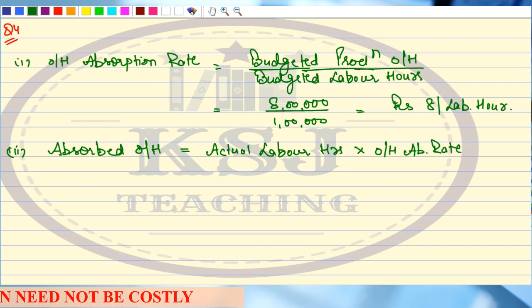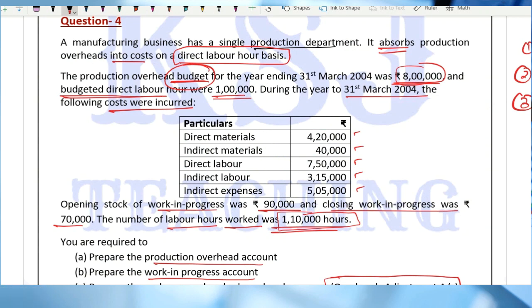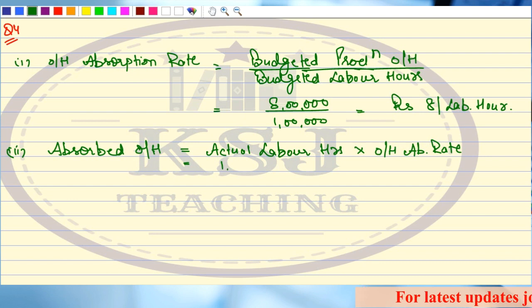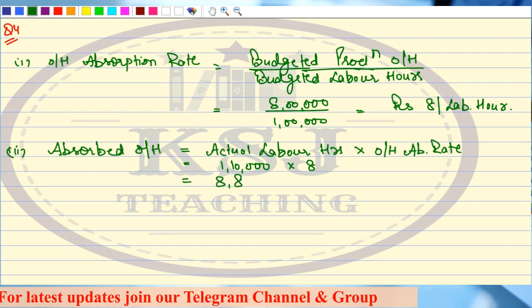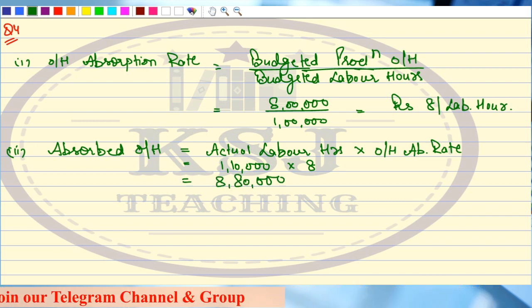Any doubt in this thing? What is my actual labor hours? Read the question carefully. The actual number of labor hours worked was 1,10,000. So it is 1,10,000 multiplied by 8. That is 8,80,000. This is my absorbed overheads.